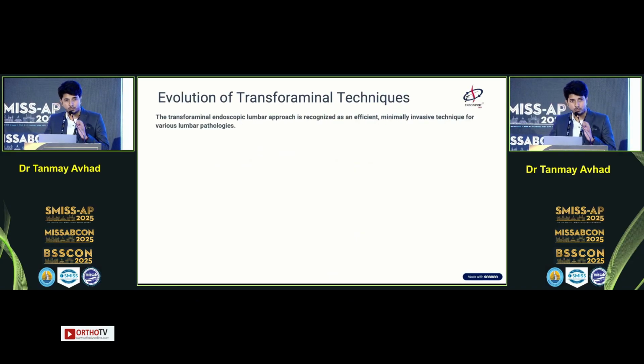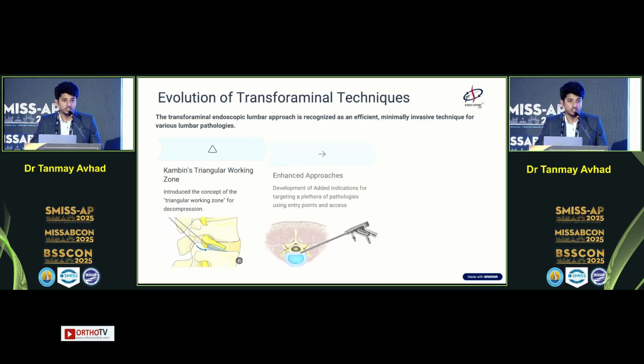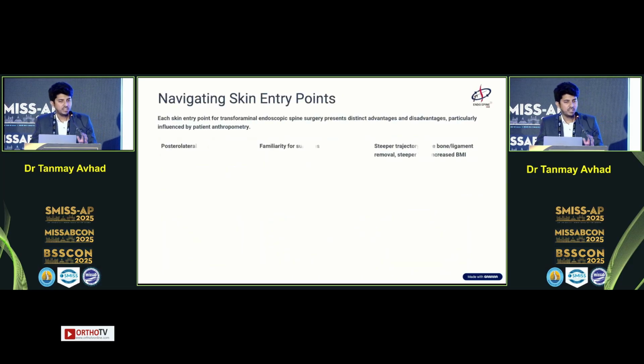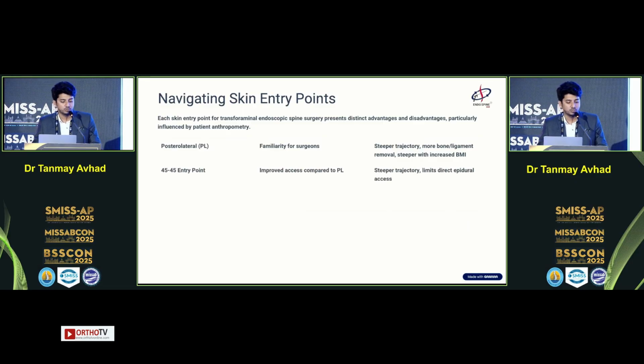So today we already know about transforaminal endoscopic techniques, how it has evolved from the Kambin triangle to selecting patients, which we are going to do justice to by this approach. As we know, we have a lot of entry points, which most of us know: the posterolateral, which is the most common, the 45-45 entry point, and far lateral.